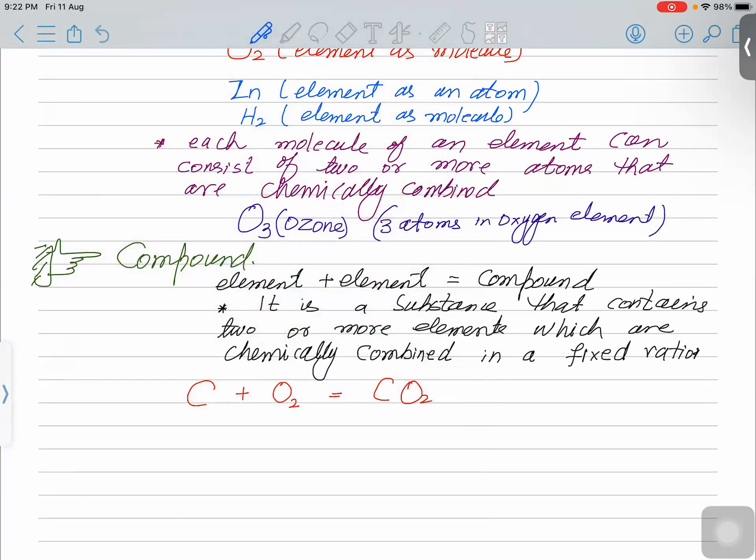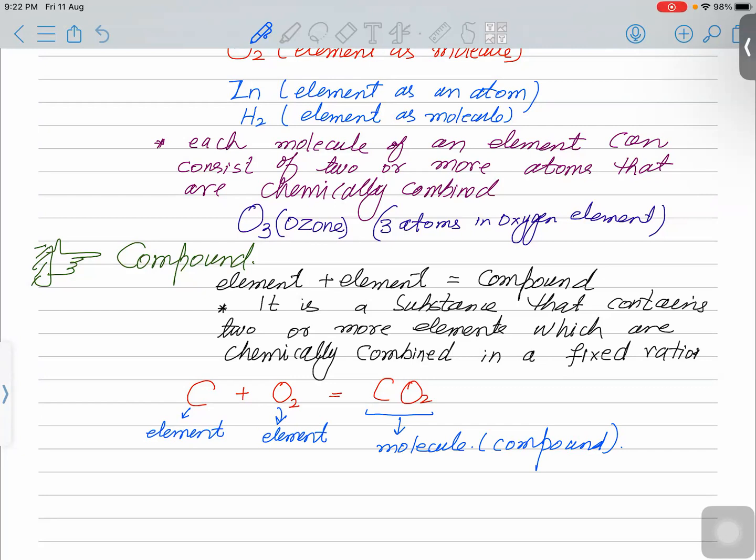Meaning element or the compound, sir? Oh, element, this one is element. Carbon is an element, and oxygen is also an element. Here you have a molecule, or you can say that compound. Compound, because it contains two or more elements. Are you getting my point?